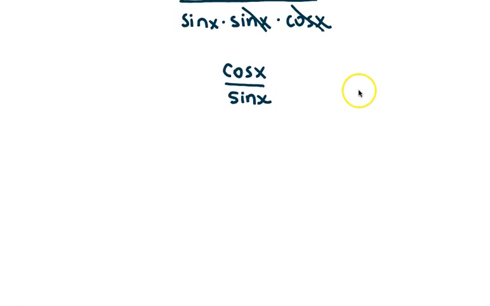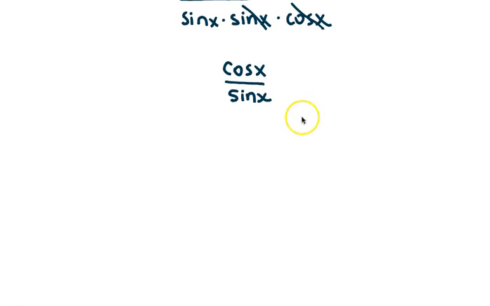And we don't like to end with fractions if possible, so I try to use one of my identities to simplify that even more. And cosine x over sine x, we can simplify that by just writing cotangent x.